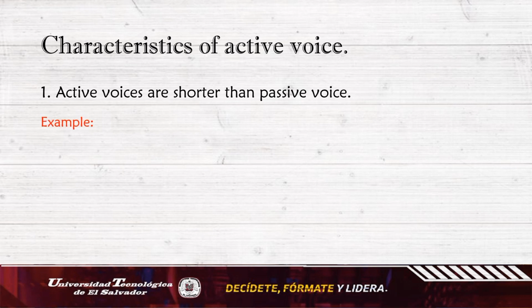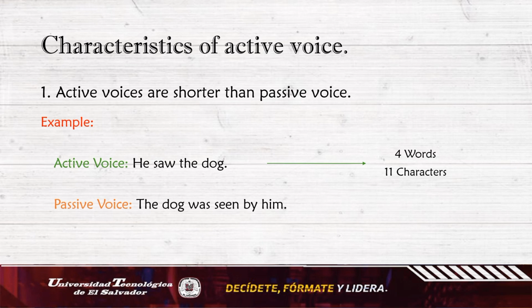For example, in the active sentence, "He saw the dog." This active sentence has 4 words and 11 characters. And in the passive sentence, "The dog was seen by him." This passive version has 6 words and 18 characters.